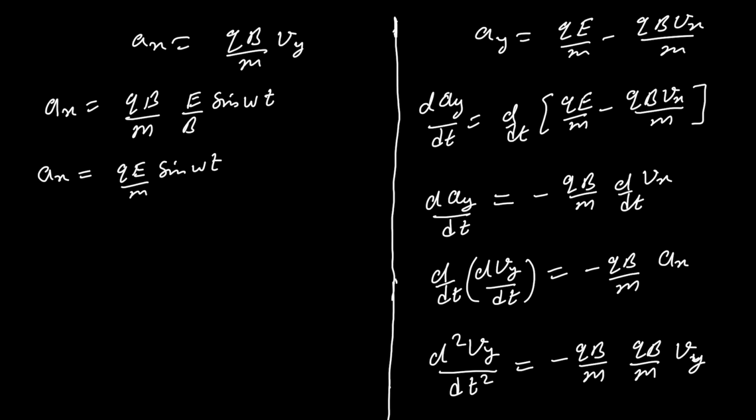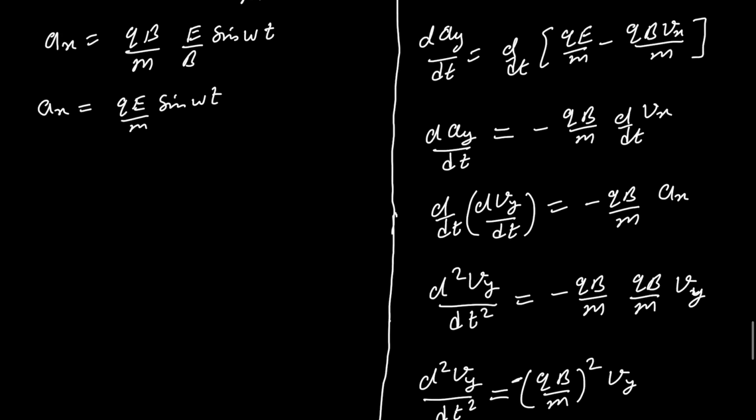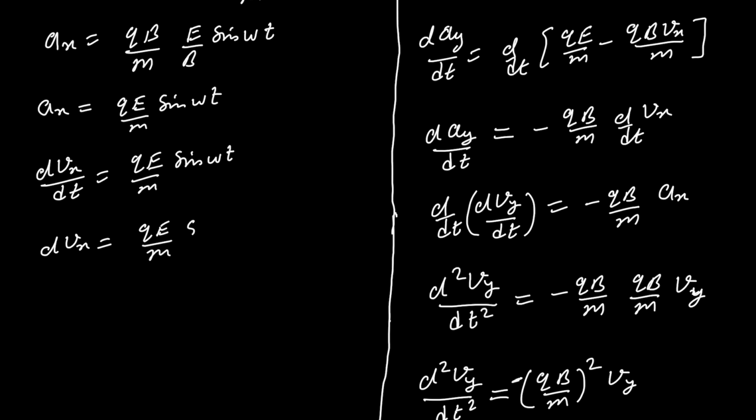So we can see acceleration along the x-axis is doing SHM. If acceleration is doing SHM, then definitely velocity should also do SHM. So ax, we can write dvx by dt, that is qE by m sine omega t. On integrating this equation, we'll find something. Let's see what we find. So sine omega t dt, integrating both sides. So at t equal to 0, we were at the origin.